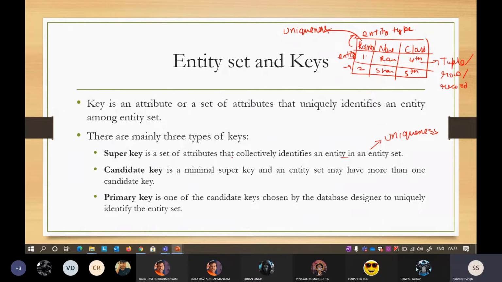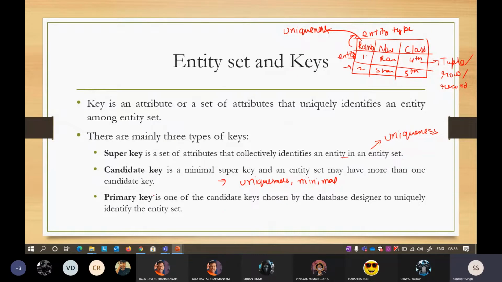Now I'll tell you the difference. These terms are a little bit confusing, so just bear with me, and if you do not understand, let me know and I'll repeat it. It is a very important concept. Another is the candidate key, which is a minimal super key. Again it has uniqueness, plus minimality. I'll let you know the difference.